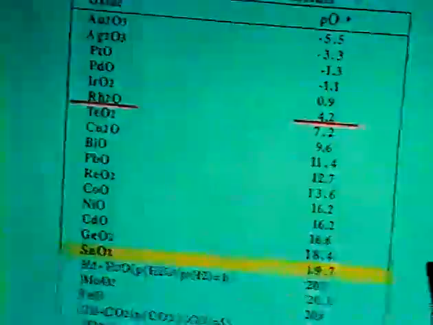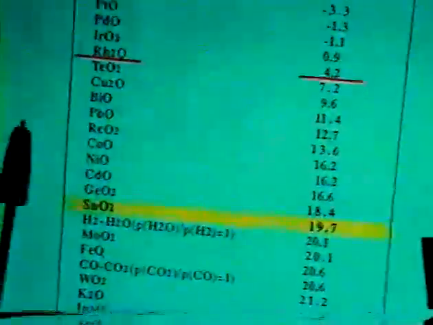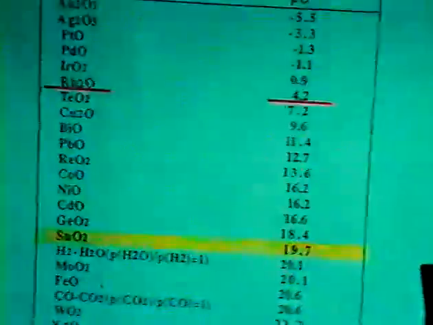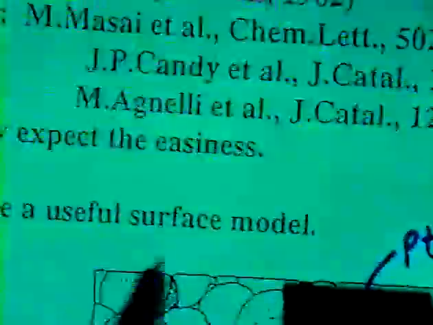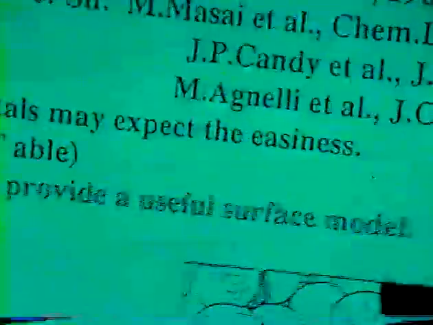So the second additive metal, that oxophilic metal, should be located between the rhodium level and the hydrogen-water level. So copper, bismuth, lead, uranium, cobalt, nickel, cadmium, germanium, tin, these metal oxides are candidates for the additive second oxophilic metal to the rhodium particles. We chose tin.